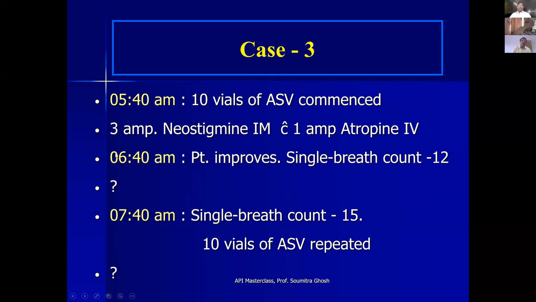3 ampoules neostigmine IM with 1 ampoule atropine IV is given. At 6:10, 1 hour, patient improves. Single breath count is 12. Should we go for this ASV very next? No, we'll have to wait for 1 hour at least. At 7:40, 1 hour from the end of the first whole series, single breath count 15, not enough. So we started 10 vials of ASV. It is the repeat dose. Whole 10 vials, not 6 vials, is repeated.